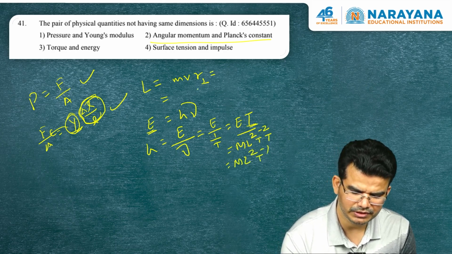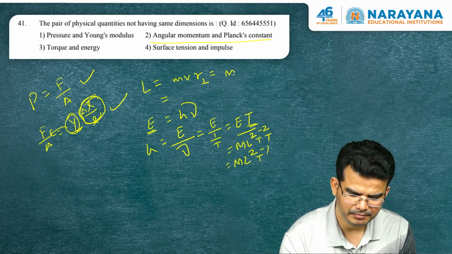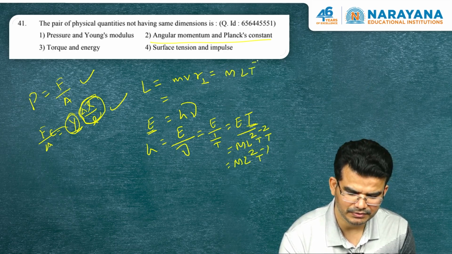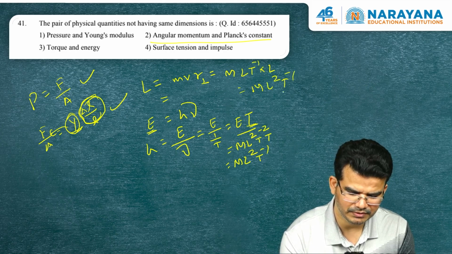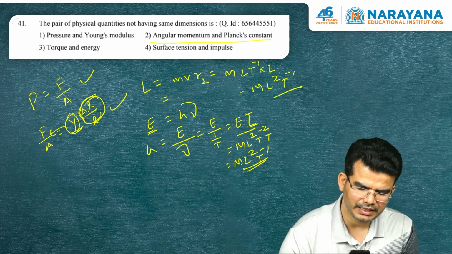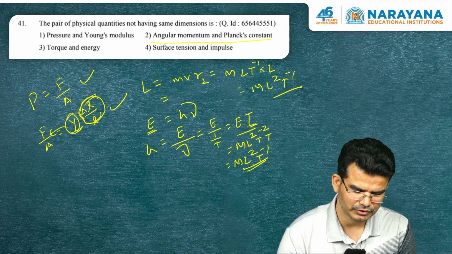Now, let us come to angular momentum. M for mass, velocity is L t minus 1 and again L. So, it is m L2 t minus 1, again the same. So, the second one also has the same dimension, but they are asking for not the same. Let us come to the third one.